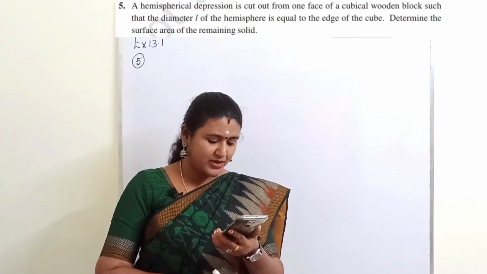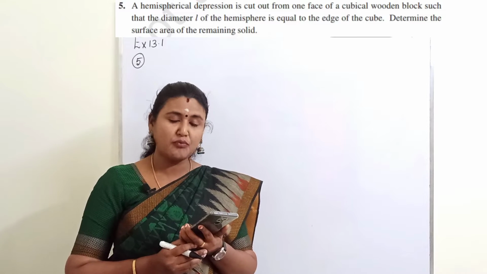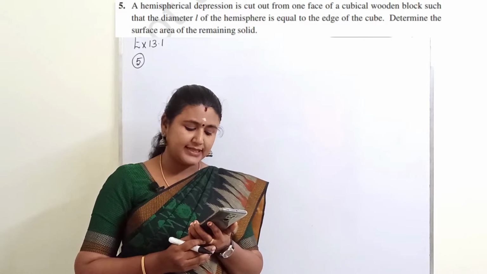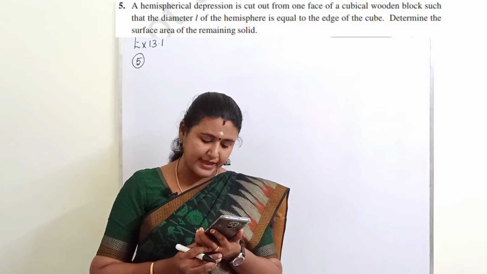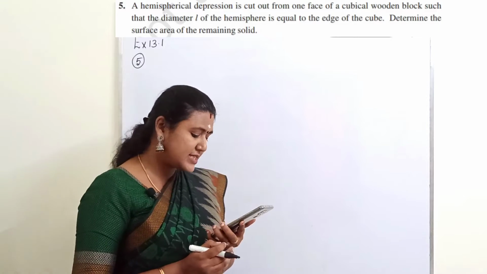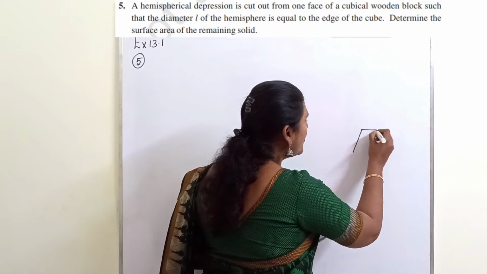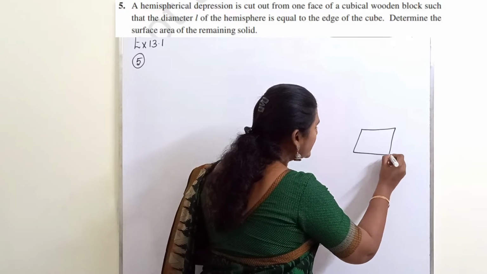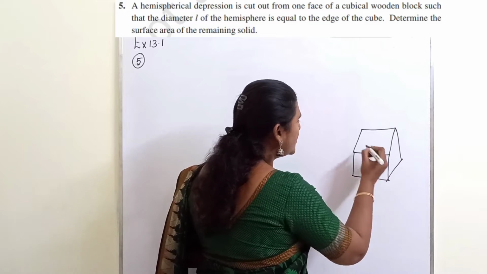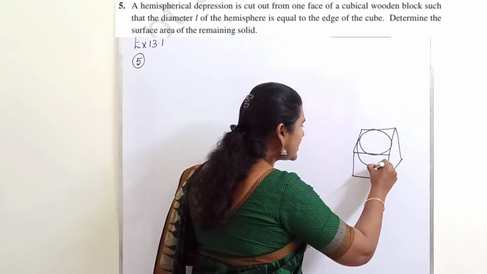Now question number 5. A hemispherical depression is cut out from one face of a cubical wooden block such that the diameter L of the hemisphere is equal to edge of the cube. So what is given here? A hemispherical depression is cut out from one face of a cube. So we have a cube. From this cube, a hemispherical depression is cut.